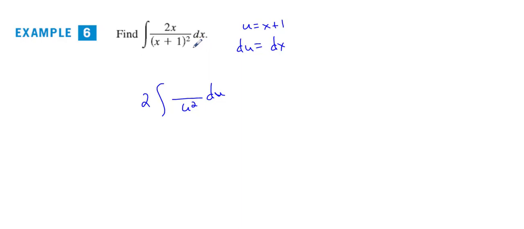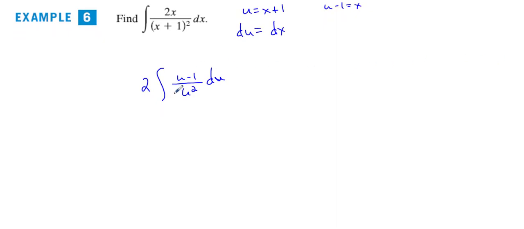Oh. I wish we had an equation that related u and x together, but we can make a substitution. Change variable, yeah. U minus 1 equals x, right? Minus 1. Oh, now actually this isn't too bad now. We have 1 term in the denominator, 2 terms in the numerator. We can split this bad boy up, right? 2 antiderivative u over u squared minus 1 over u squared du.